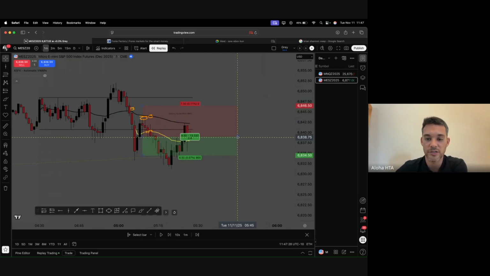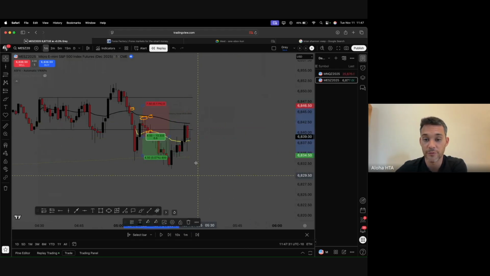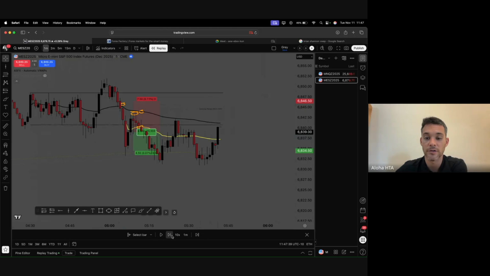We could see price just rejects beautifully off of the New York VWAP, breaks back down. We get another handoff opportunity. There you go. There's another handoff opportunity. So that's just a lesson.